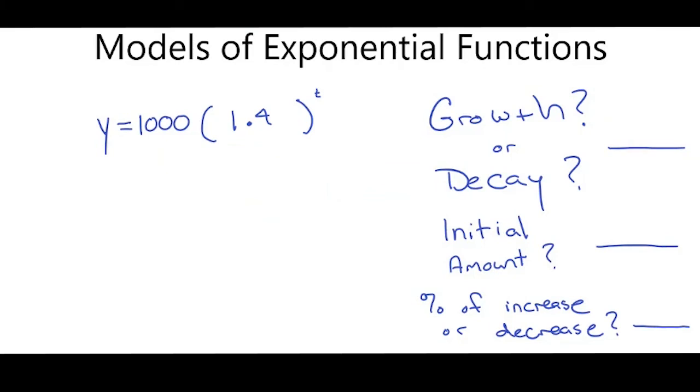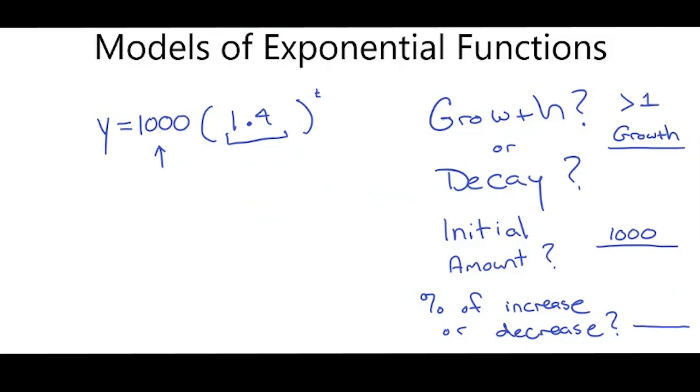So here I have the function y equals 1,000 times 1.4 raised to the t power. First thing I need to know, is this a growth or a decay function? Well, inside the parenthesis, that is greater than 1. So that means it is a growth function. We need to know the initial amount. That's the amount right out in front of the parenthesis, and that will be 1,000.